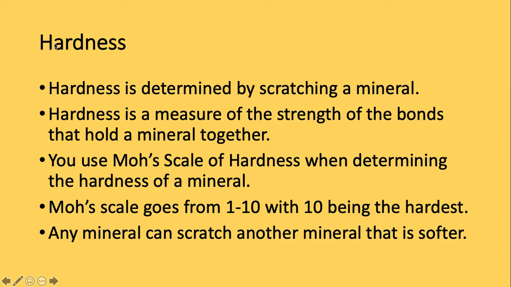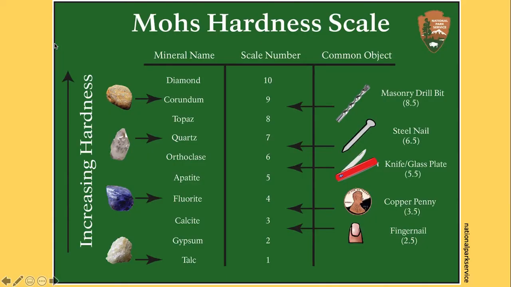Hardness is a measure of the strength of the bonds that hold the mineral together. You use Mohs scale of hardness when determining the hardness of a mineral. Mohs scale goes from 1 to 10, with 10 being the hardest. Any mineral can scratch another mineral that is softer. So here's Mohs scale of hardness. Diamonds are the hardest mineral, and thus diamonds can scratch all these other minerals below them. Talc at the bottom is the softest mineral, and it can be scratched by all these other minerals above it.